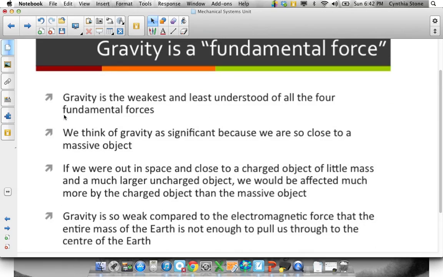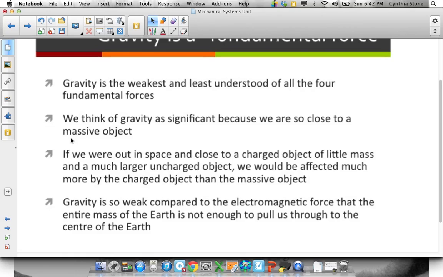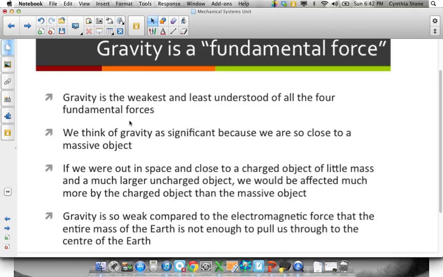So, gravity is a fundamental force. What does that mean? You might remember me talking earlier about the idea that there's actually only really 4 forces, and then every other force we ever talk about is just sort of a subset of one of those forces. And gravity is actually the weakest of them all, though we see it as something very strong, because if the Earth disappeared, we would be severely affected. But the reality is that gravity is very weak.